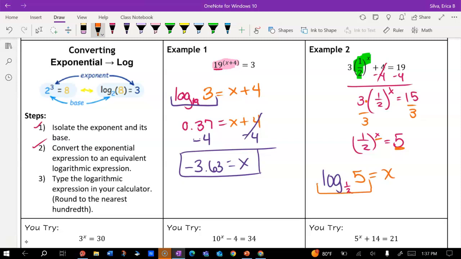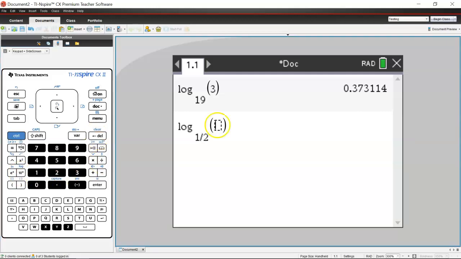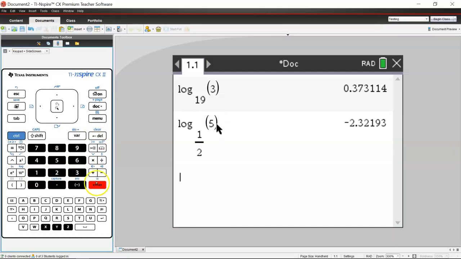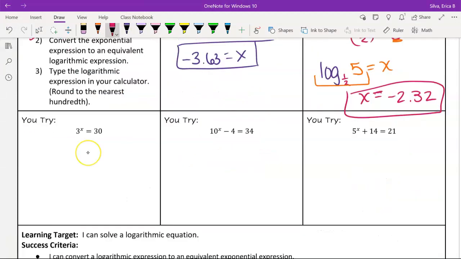So let's go ahead and put this part in the calculator. Again, we're going to push Control first, and then the button to the left of 1. We're going to put our base of 1/2, and then our argument is 5. Push Enter, and our value of x is negative 2.32.